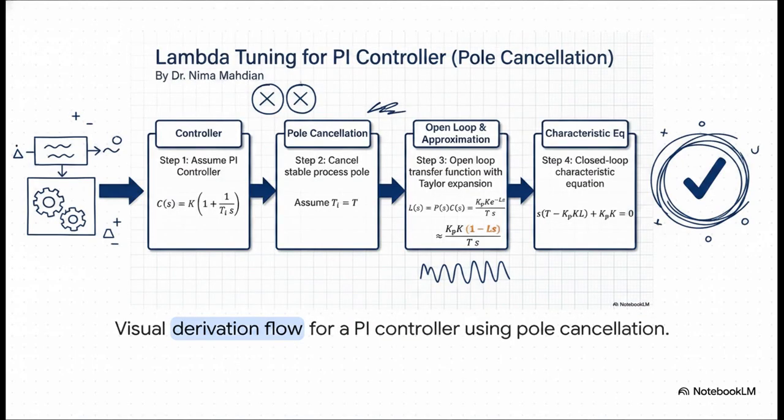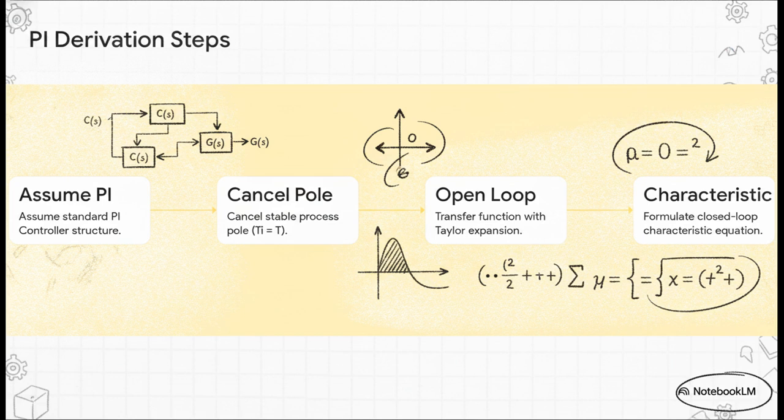The derivation flow for a PI controller using pole cancellation works by starting off assuming the standard PI structure. From there, it takes us mathematically all the way through the process to generate our closed-loop characteristic equation. To make sure that logic is crystal clear, we can break that whole process down into 4 actionable steps. Step 1. Assume your PI controller. Step 2.